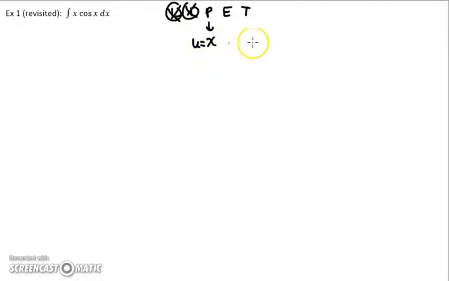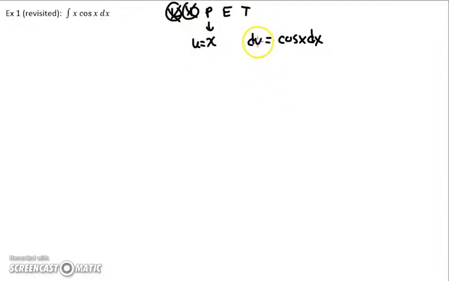Let's revisit that first example that we started with, x cosine x. We know our u substitution doesn't work, so we think about integration by parts. We need to think, what is our u? Do we have any natural logs? Any logs at all? No. No inverse trig, but we do have a polynomial. Our polynomial is x. So u equals x. We have to pick a u and a dv, and dv is going to be everything that's left over, so cosine x dx is our dv.